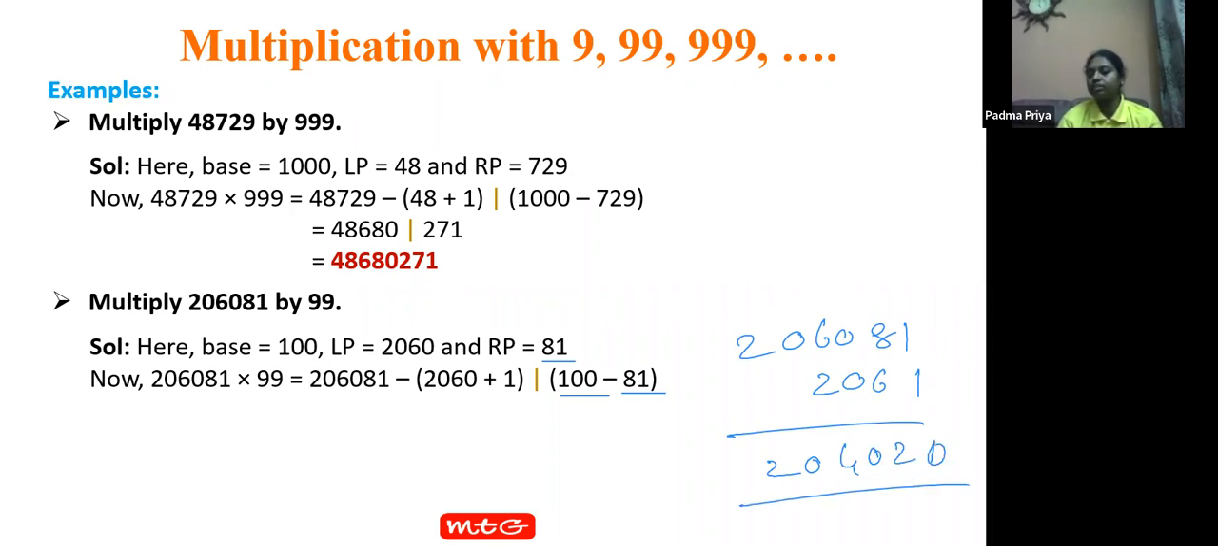On the right side, if you just put 2 over this answer, what do we get? The right side answer is 19. That's all. Because this is the left part we got and the right part is the direct answer. So we got 204020 and 919.